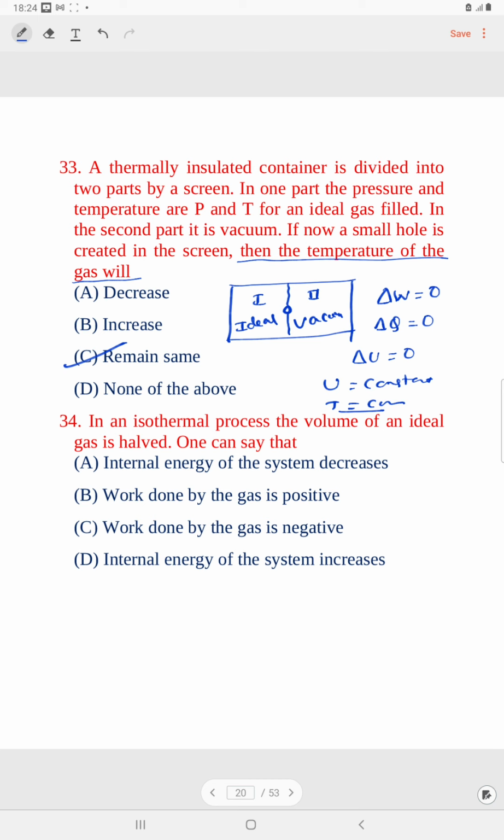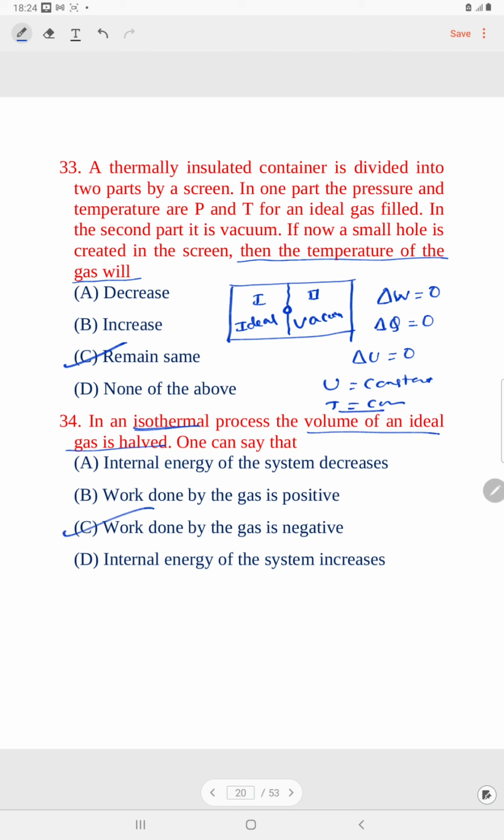34. In an isothermal process, the volume of an ideal gas is halved. See, isothermal process means there is no change in temperature, so there is no change in internal energy. There is only work done. And the volume of the gas is halved, which means there will be work done, but it is negative. You know why? Halved means volume decreases, which means there is a compression. Compression means always negative work done. So option C is the correct answer.